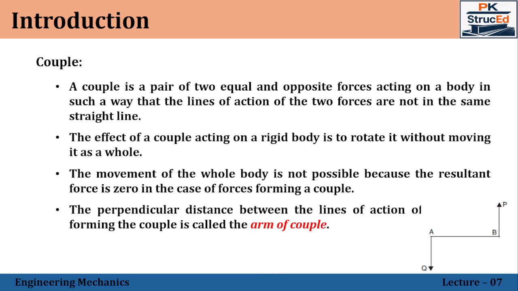For example, here you can see we have two forces P and Q. Let both the forces be of the same magnitude but acting in the opposite direction. So epsilon is the distance between the two forces, the perpendicular distance AB represents the arm of the couple. So the moment of the couple is given by M is equal to F into D, that is force into the perpendicular distance between the lines of action of the two parallel forces.